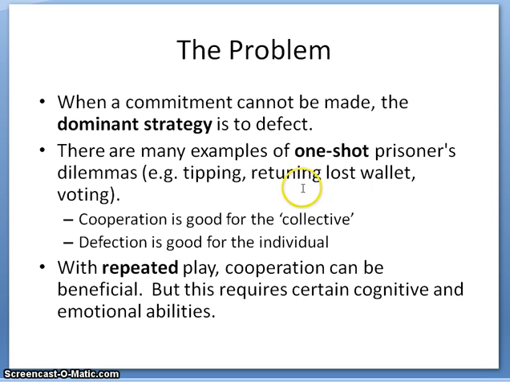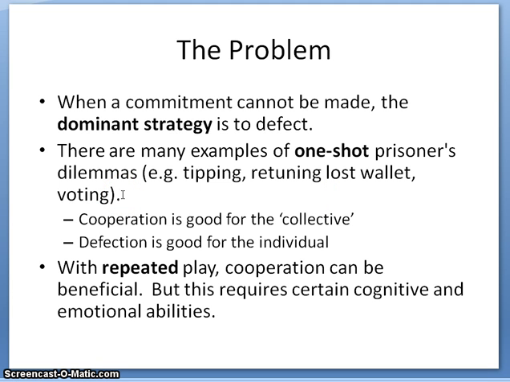What about returning a lost wallet? Again, it might be in our interest to keep the money in the wallet. But as a general principle, the collectively optimal thing to do is to return the wallet. Our wallet might be the one lost at some later time.